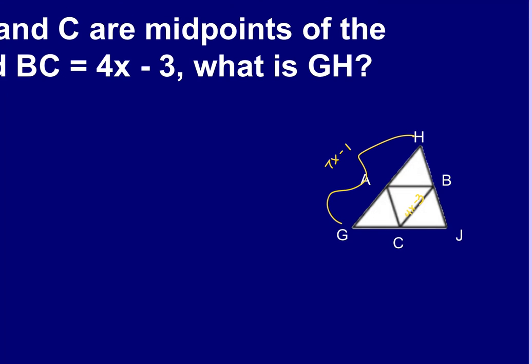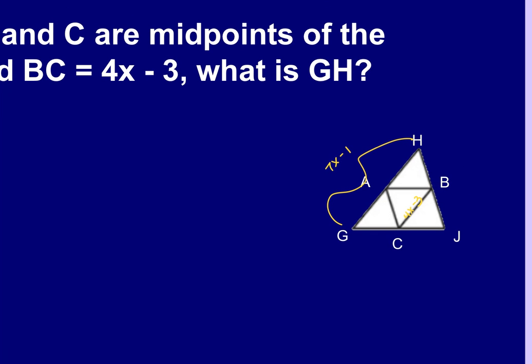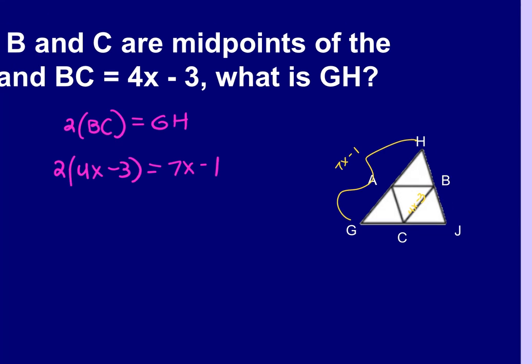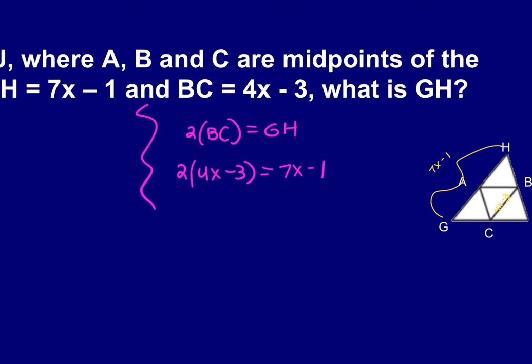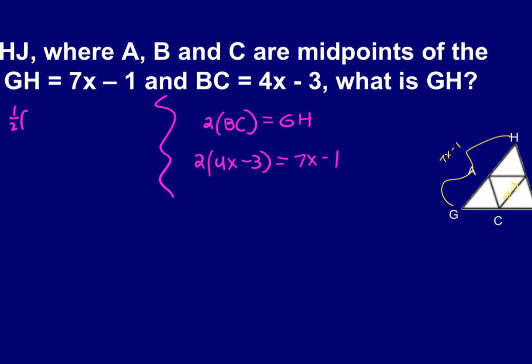how do I solve? Well, I have to solve for x. It wants you to get GH eventually, but how do I solve for x? And there's more than one way. So you multiply the BC equation all by 2. So you're doing 2 times BC equals GH. 2 times 4x minus 3 equals 7x minus 1. We'll come back and solve that. What's the other way? You can halve GH: 1/2 times 7x minus 1 equals 4x minus 3.